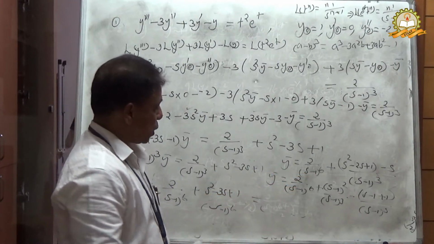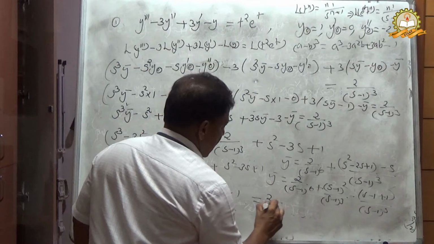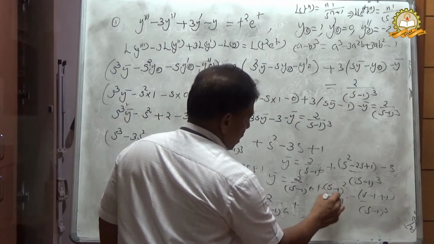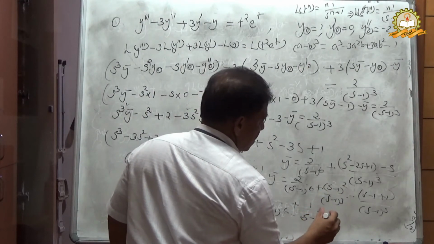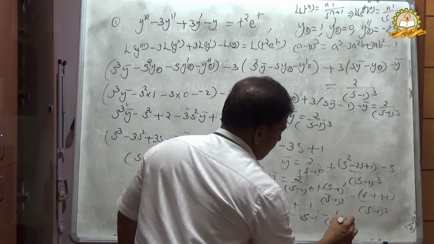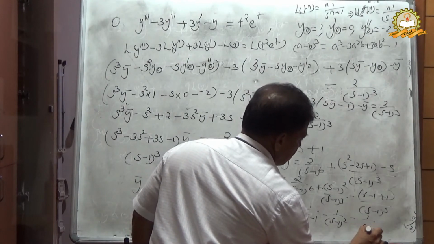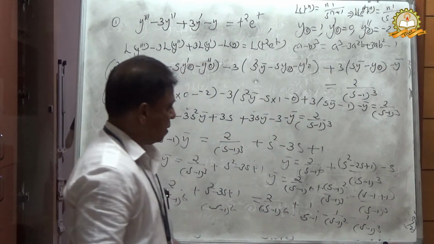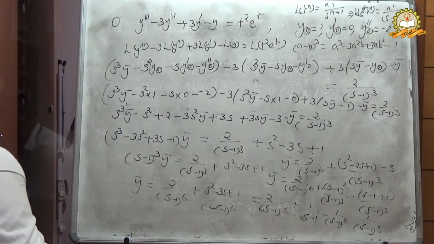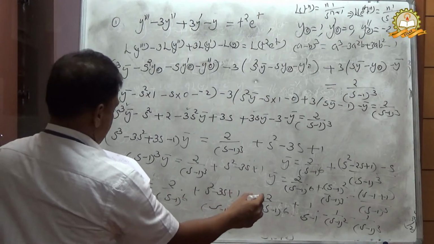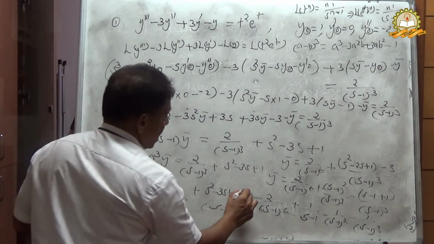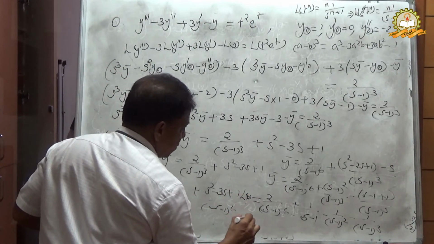Therefore, 2 by s minus 1 whole raised to 6 plus s minus 1 whole square by s minus 1 whole cube, which gives 1 by s minus 1, minus 1 by s minus 1 whole square, minus 1 by s minus 1 whole cube. So 2 by s minus 1 whole raised to 6 plus 1 by s minus 1 minus 1 by s minus 1 whole square minus 1 by s minus 1 whole cube. This is known as L of y. Then we have to find the value of y.